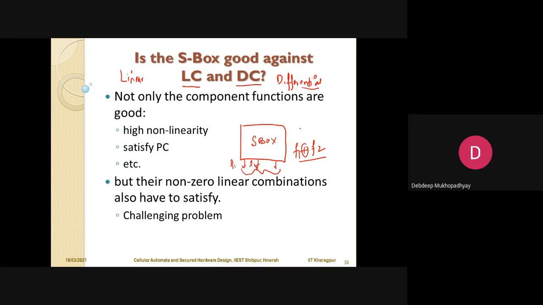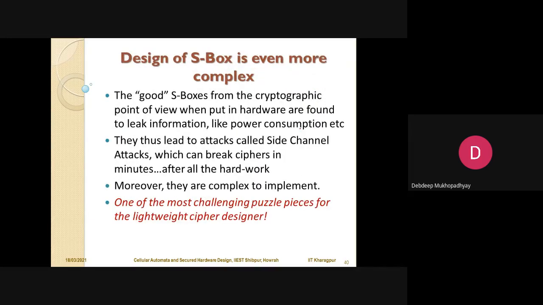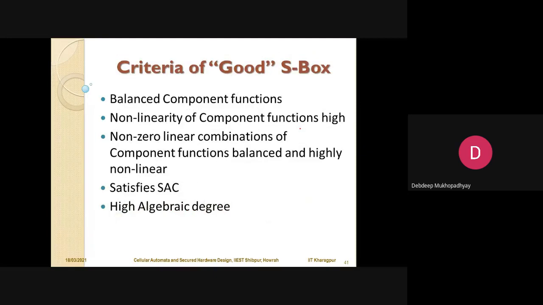So that's why the design problem of making a Boolean function is even more complex when you are designing a vectorial Boolean function with those requirements. Therefore, designing a good SBox is even more challenging, and is one of the most challenging puzzle pieces for lightweight cipher designers, because you have to make it lightweight and at the same time satisfy these requirements. Further, another requirement that we try to look into is side channel protection. That means I want to make my design so that it is also less costly in terms of implementing the countermeasures. So what is the criteria of good SBoxes?